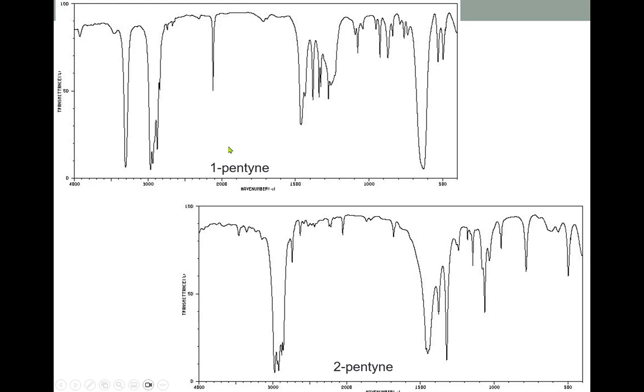Now in the 1-pentyne, the terminal alkyne, we see a little bit better that C triple bond C peak. We also see that CH peak. And this one's really useful to determine if other data has told you that you have an alkyne, for instance, and you wanted to figure out which one. Seeing this peak at around 3300 is really characteristic of the terminal alkyne.